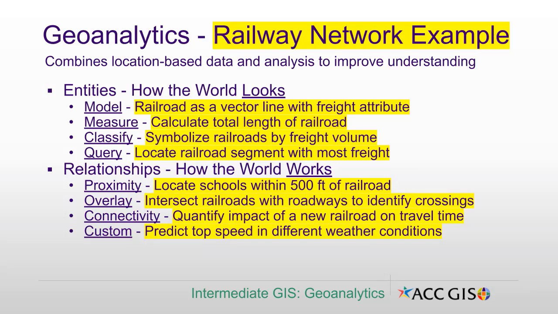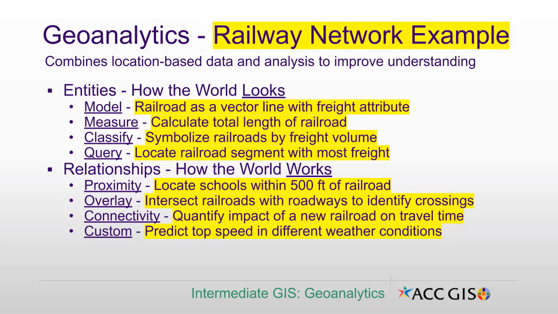Let's take a look at a railway network example and how we can use geoanalytics to combine location-based data analysis to improve understanding. When we look at how the world looks, or those geographic entities, a railway is typically modeled in a GIS as a vector line, for example, with a freight attribute. We might want to measure the railway or calculate, for example, the total length of a railroad, or classify railroads by freight volume. We also might want to query this geographic entity to locate the railroad segment with the most freight.